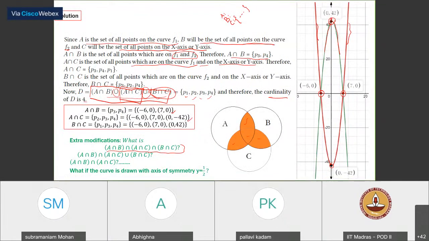So A cap B. First you solve A cap B. A cap B is what? A cap B is minus 6, 0, 7, 0. Yeah, these slides will be shared, no issue. So A cap B is minus 6, 0, 7, 0. A cap C: there will be only 2 elements remaining, 2 elements common. So minus 6, 0, 7, 0. Fine. Then B cap C.